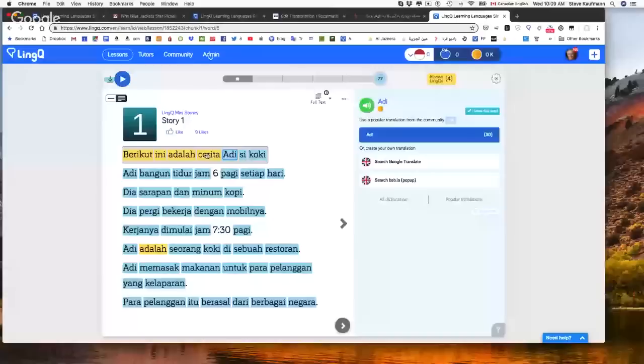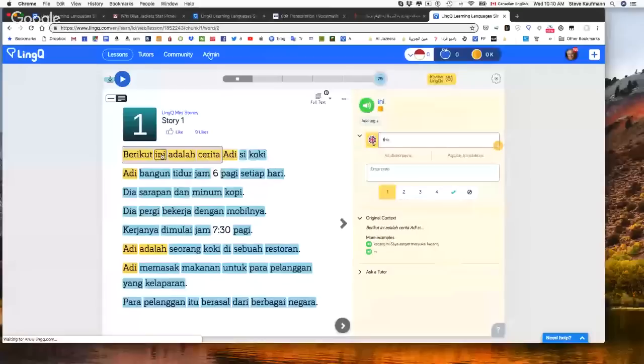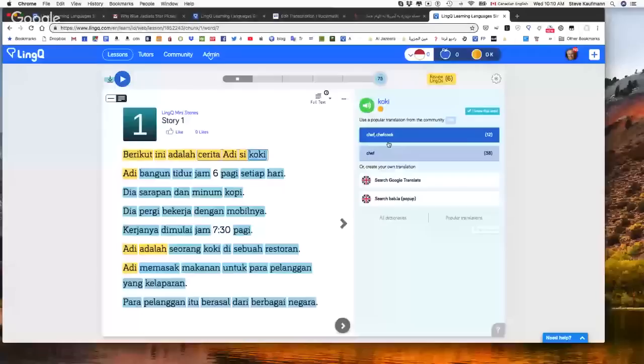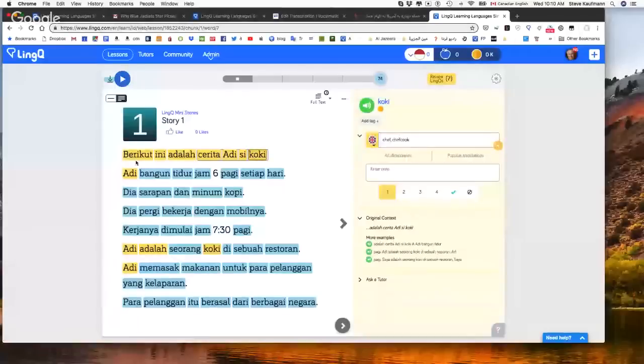Ini adalah cerita. So ini, this. Adalah, this is. Cerita, story. Adi. Si, the. Koki, cook. Cookie. Okay, cook. All right. So the following then. Berikut, the following. Ini, this. Adalah. So as you see, I'm working my way through this thing.